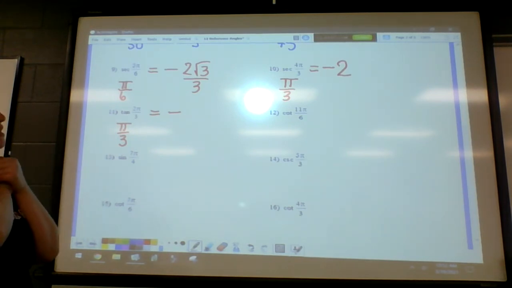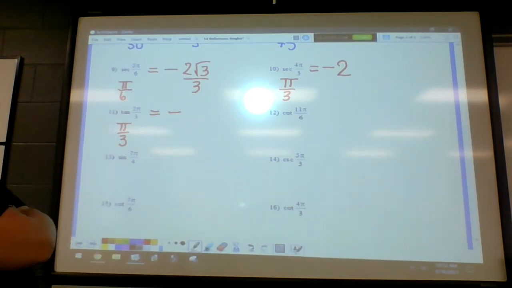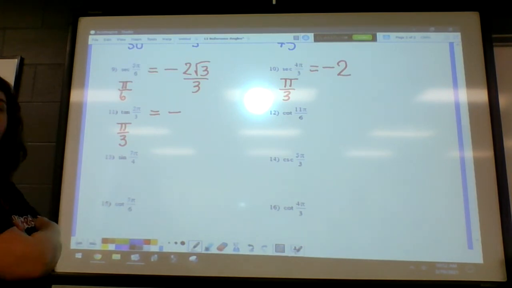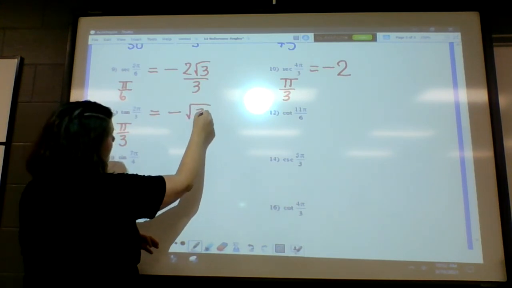All right, so tangent of pi over 3 would be sine over cosine. So that puts the square root of 3 on the very, very top, right? Which means that this is the square root of 3.